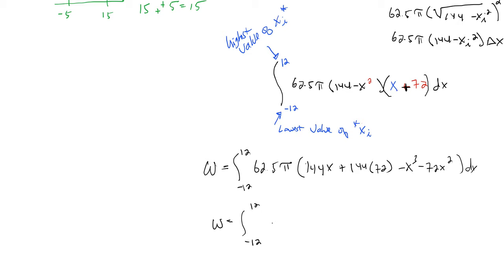So we're going to do 62.5 pi and just open up 144x plus 144 times 72. 144 times 72, 10368 minus x cubed minus 72 x squared close dx.